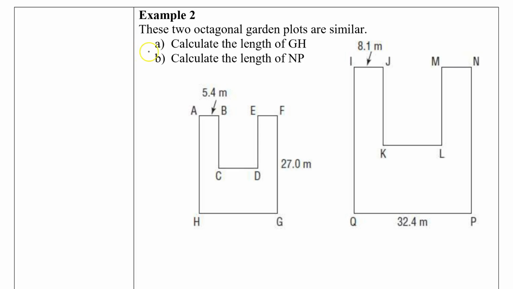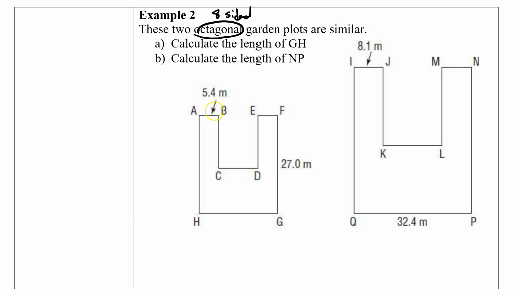Example number 2. These two octagonal garden plots are similar. When we say octagonal, that means 8-sided. And we know that they're similar. So in the other situation, we had to literally take all the sides and compare them, whereas this one, we know that they're similar.